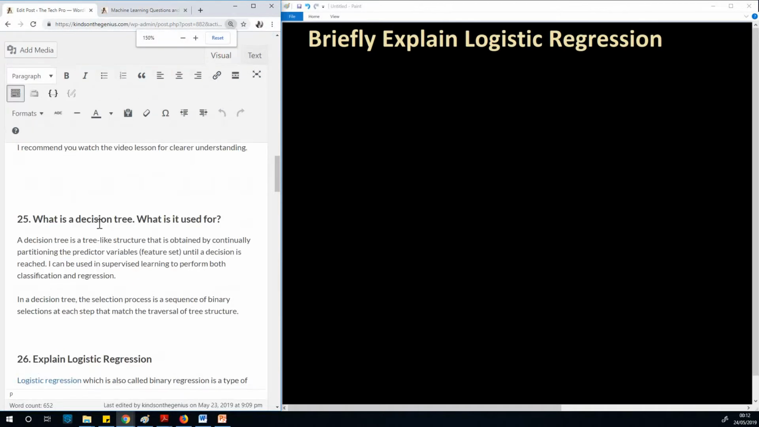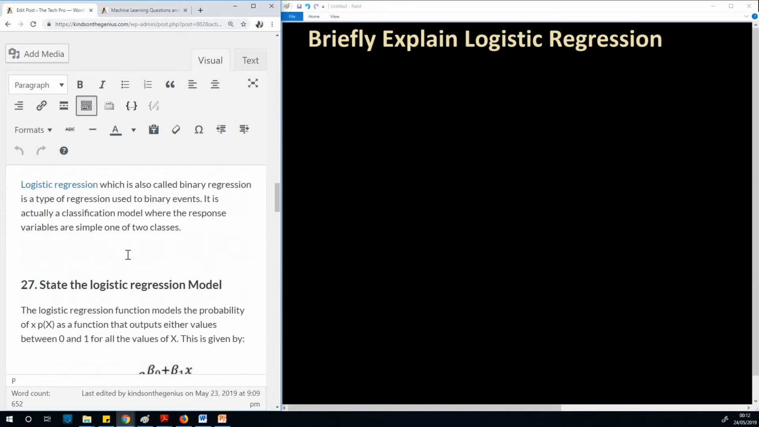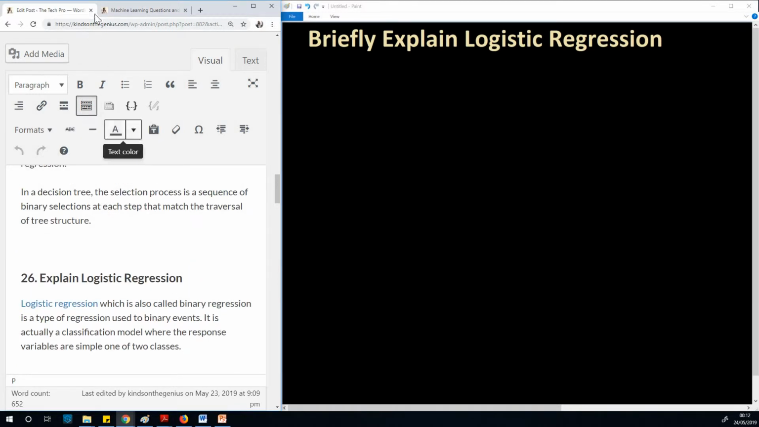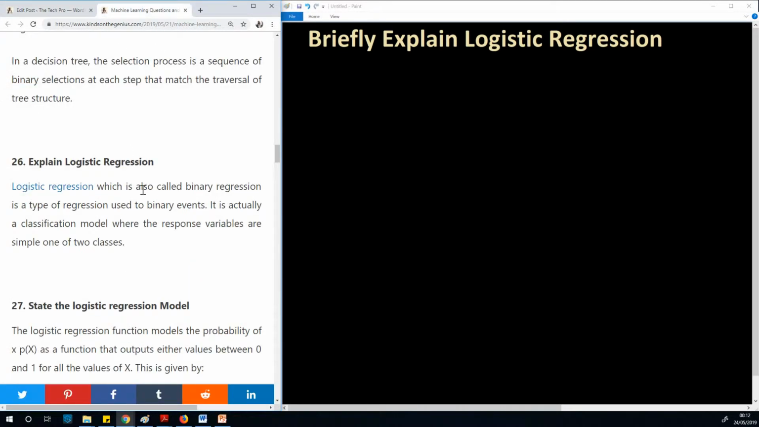We are going to be looking at what is logistic regression. So this is going to be a very short question. So it's going to be a very short one, and let me just go ahead and read the answer.